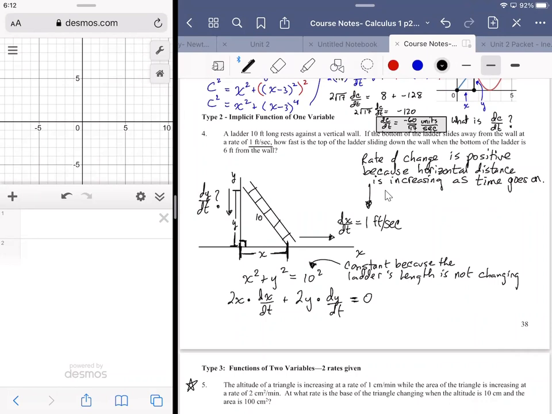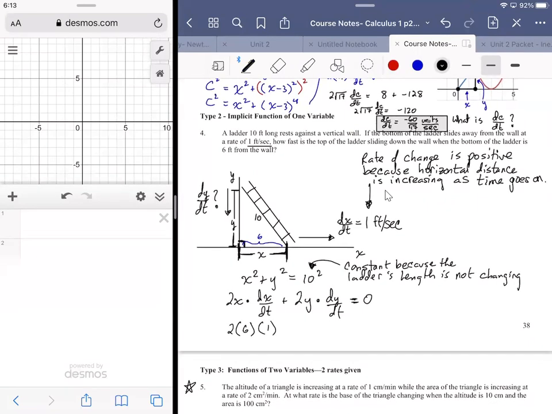Now they gave us some information here related to a rate of change. They told us that dx/dt is equal to 1. They asked us to find how fast the top of the ladder is sliding down the wall when the bottom of the ladder is 6 feet. So if we can assume that this length here is 6 feet, I can start plugging in some numbers. I can say 2 times 6 times dx/dt, which they told us is 1, plus 2 times, I need the y value, but we can figure that out with the Pythagorean theorem.